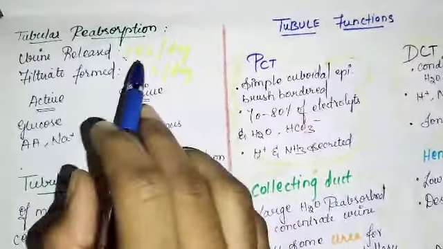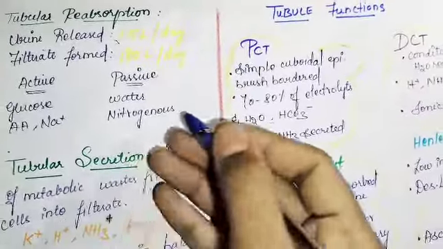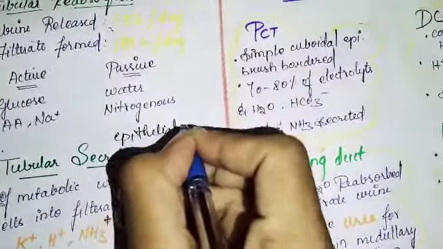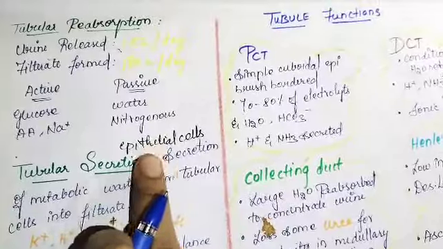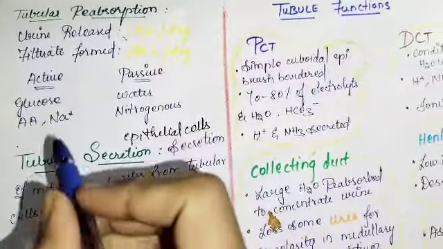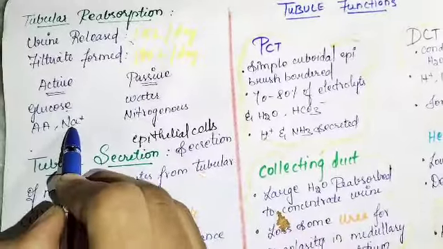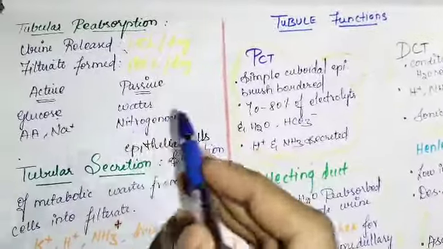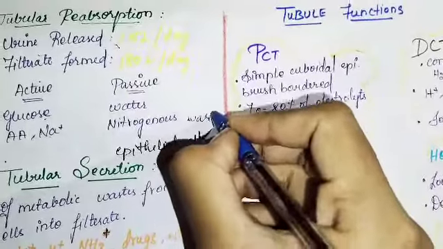This reabsorption is done by the epithelial cells of the renal tubules. By what mechanism? Active and passive mechanisms. By active mechanism, glucose, amino acids and sodium ions flow from the filtrate into our tubules. By passive mechanism, water and nitrogenous waste.